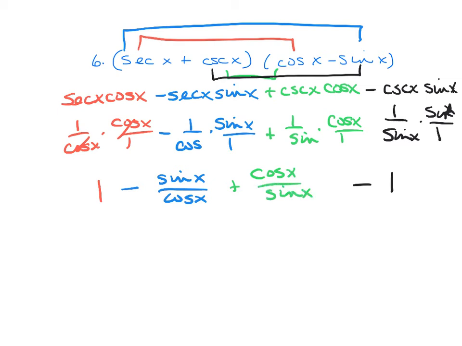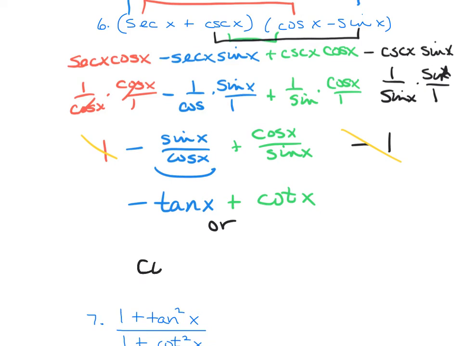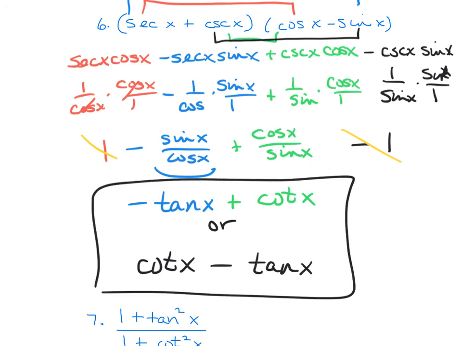Notice the 1 at the beginning and the end, 1 minus 1, and these are going to become 0. I can simplify the blue. This is tangent. It's got the negative sign there. And then the green is the cotangent. So you can either leave your answer like that, or you can flip it around. So you could write it as cotangent minus tangent. Either way is acceptable, okay?